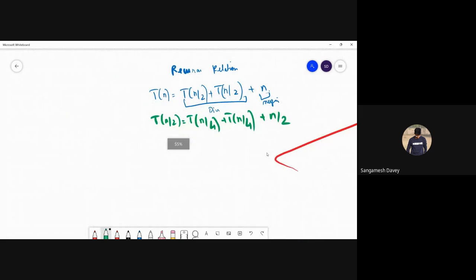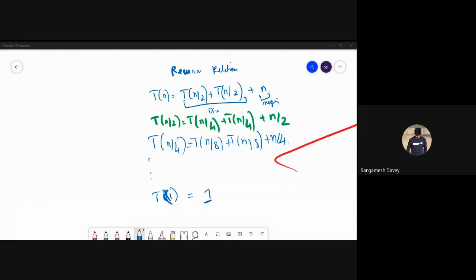Is everyone getting a grasp of this, or am I rushing too fast? Then next I will have T of n by 4. This will become T of n by 8 plus T of n by 8 plus n by 4. Okay. This will go until T of 1, which is equal to 1.